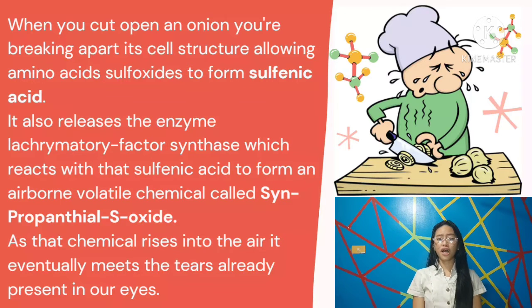When we cut open an onion, we're breaking up its cell structure, allowing amino acid sulfoxide to form sulfenic acid. It also releases the enzyme lacrimatory factor synthase, which reacts with the sulfenic acid to form syn-propanethiol S-oxide. As the chemical rises into the air, it eventually meets the tears already present inside our eyes.